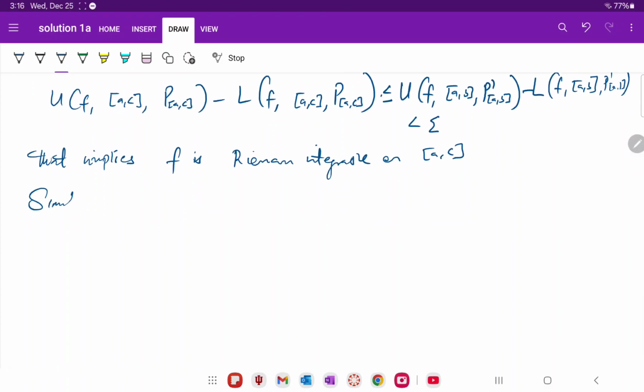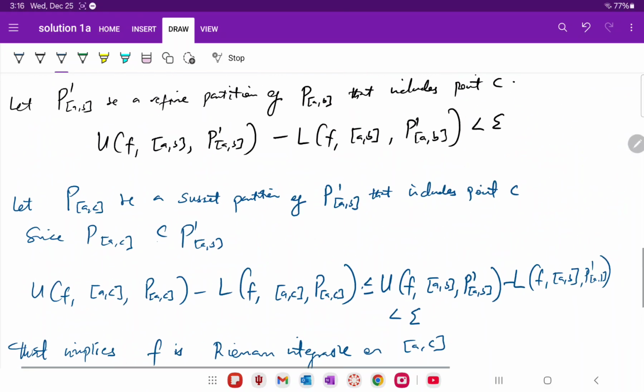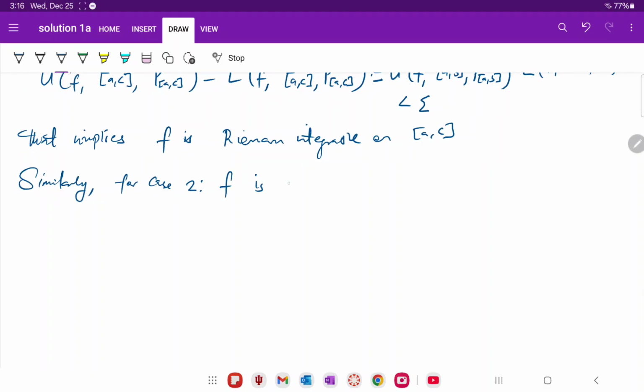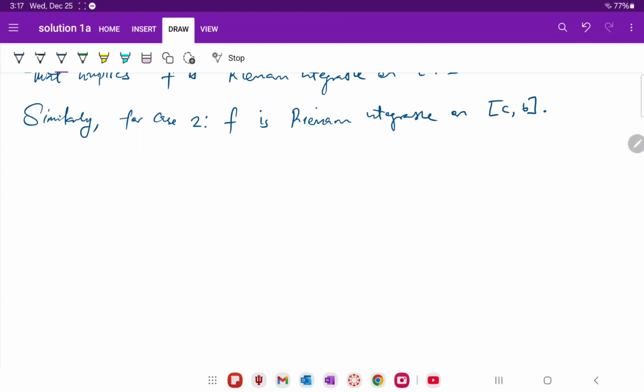Similarly, for case 2, that is, f is Riemann integrable on [C, B]. In the other direction now, you can also prove that.